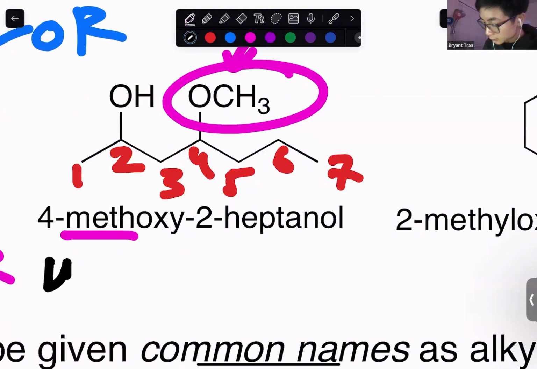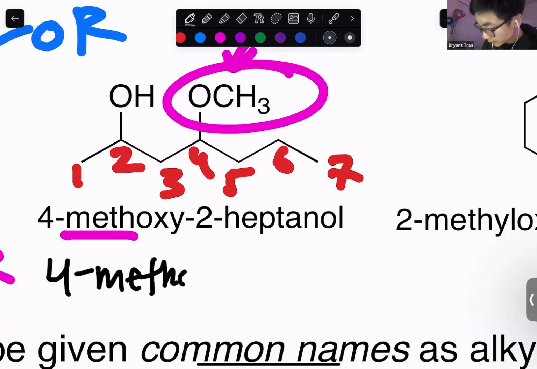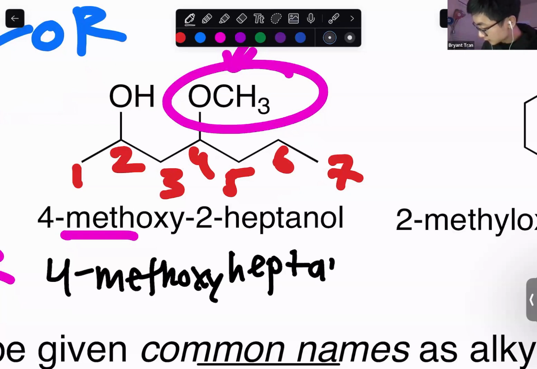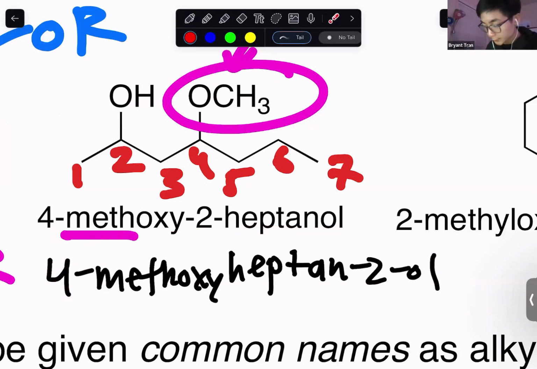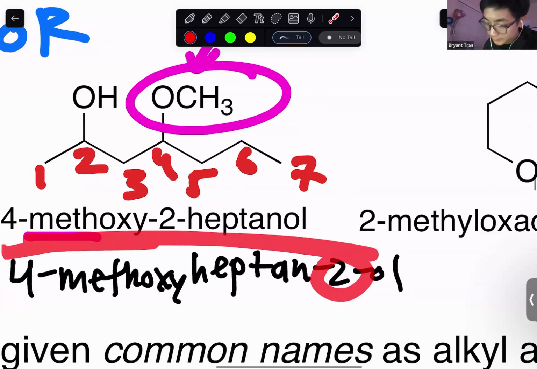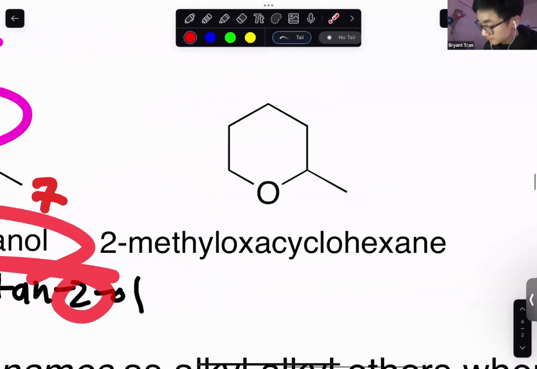You could have also written the name as 4-methoxyheptan-2-ol. This is the way that I recommend doing it, because if you have alkenes or any other functional group, you can see more clearly where the alcohol is in this name, which is on carbon 2. But in this case, the first version is also acceptable.